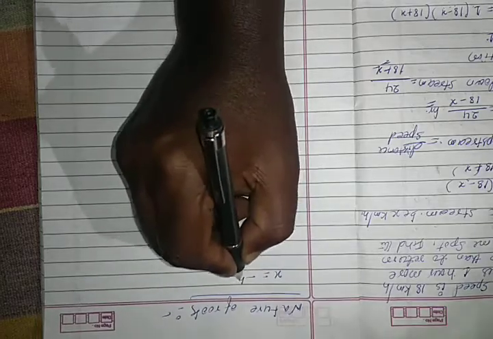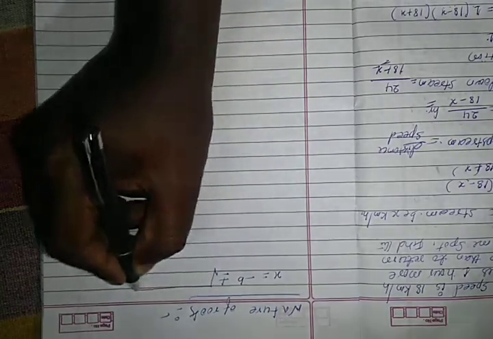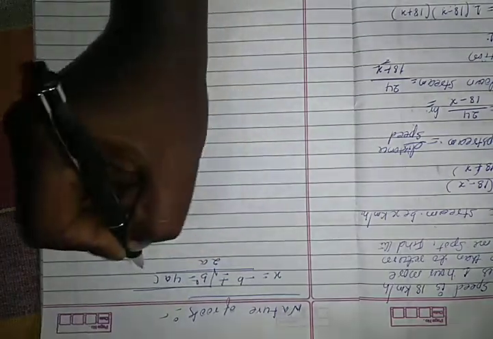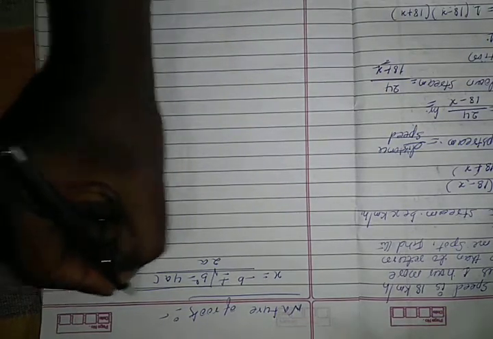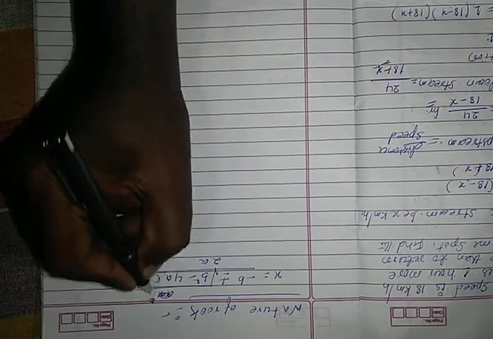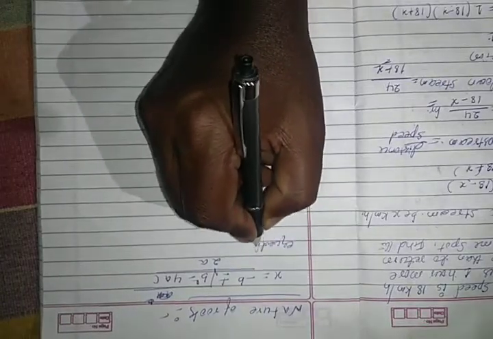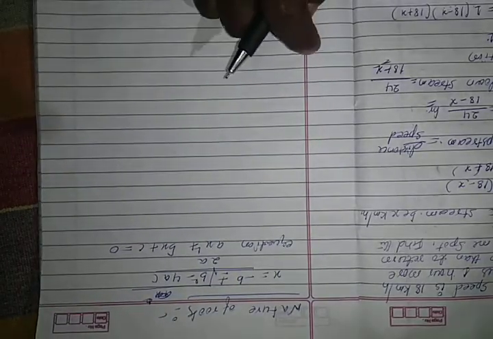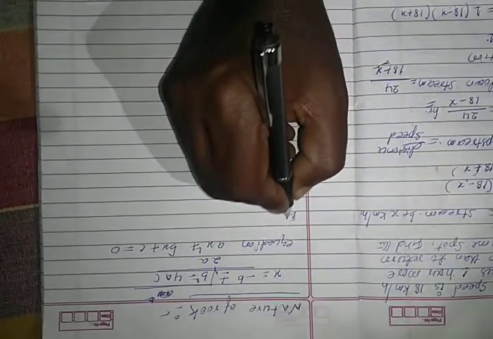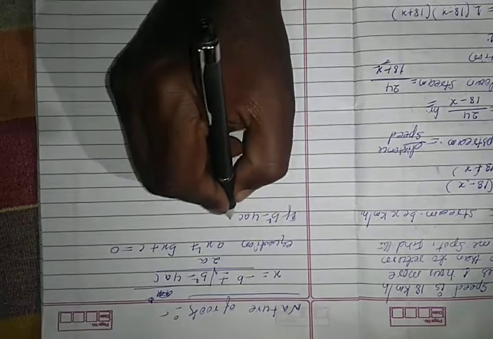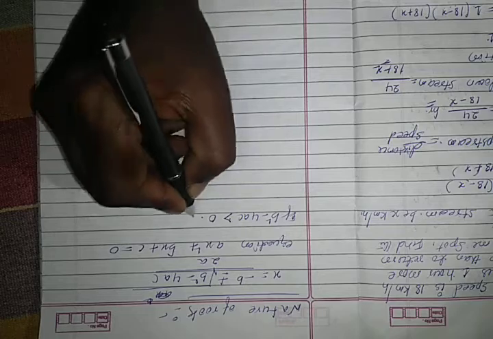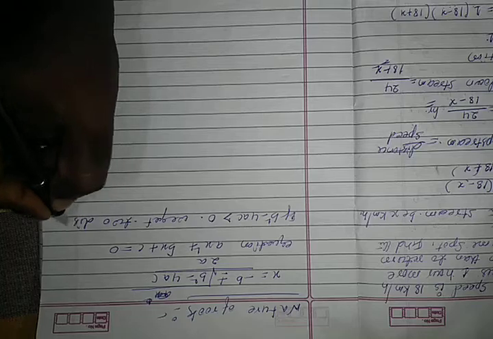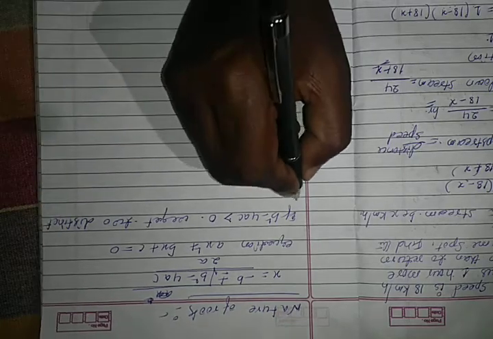x is equal to minus b plus or minus square root of b square minus 4ac, whole divided by 2a. This is the quadratic formula of the equation ax square plus bx plus c is equal to 0. This is the given equation. So if b square minus 4ac, this is the nature, is greater than 0, we get two distinct real roots.